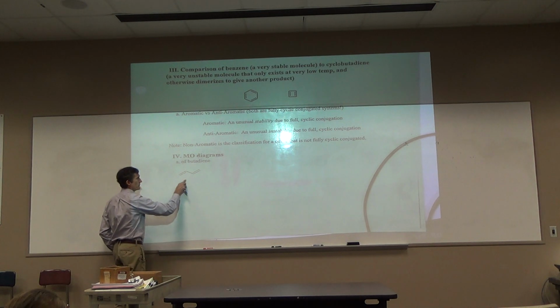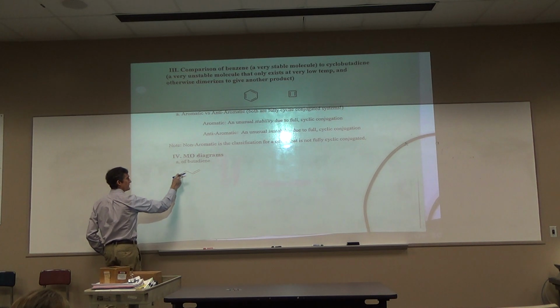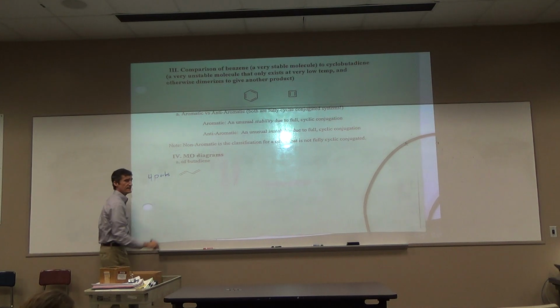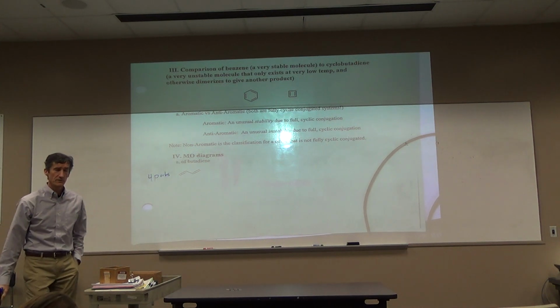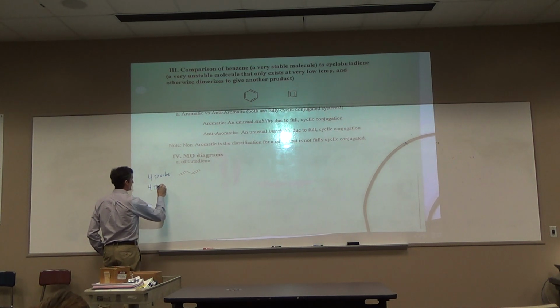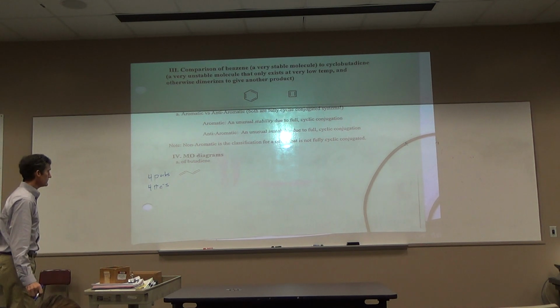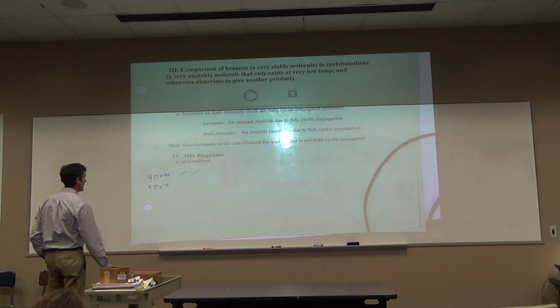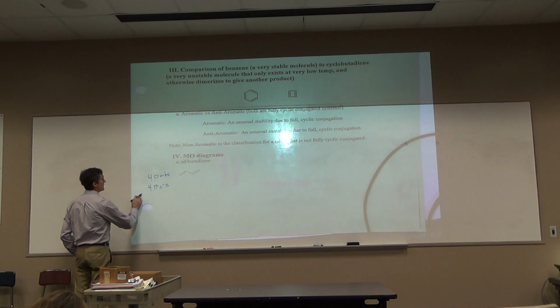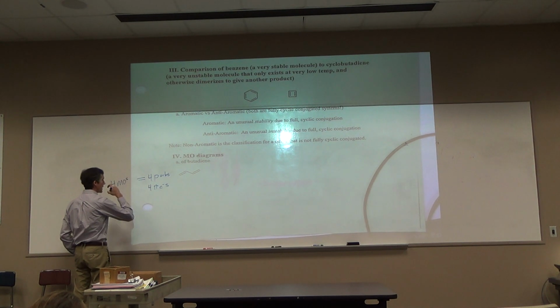First thing is, how many p orbitals here? And we're doing the MO diagram of the p orbital system. How many p orbitals? Four p orbitals. How many pi electrons? How many electrons in the p orbitals? Right, four pi electrons. We have to know that. That's what we're working with. And this is going to lead to four molecular orbitals.